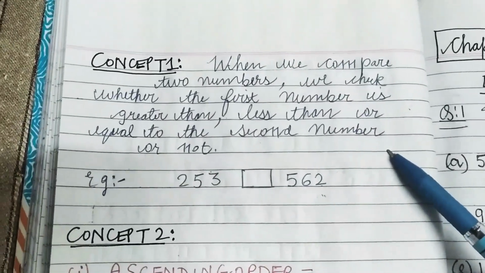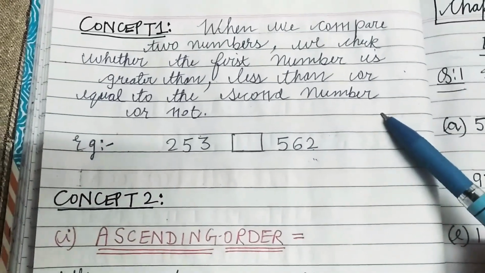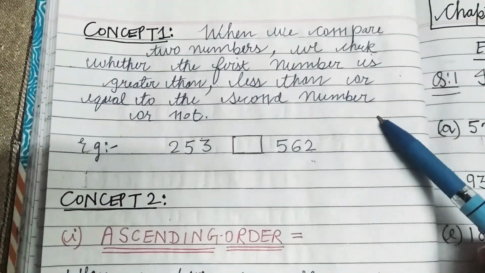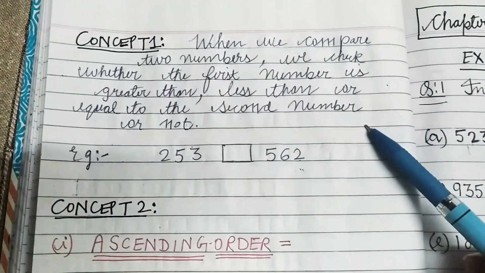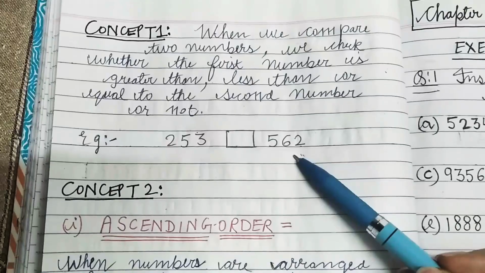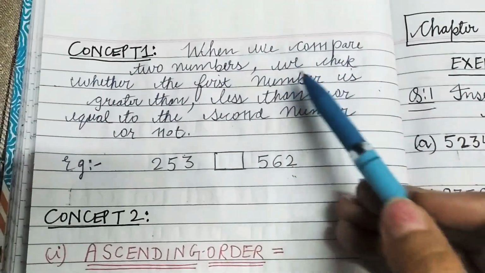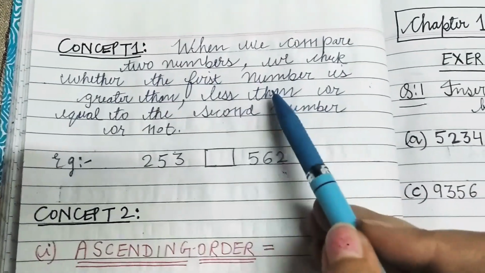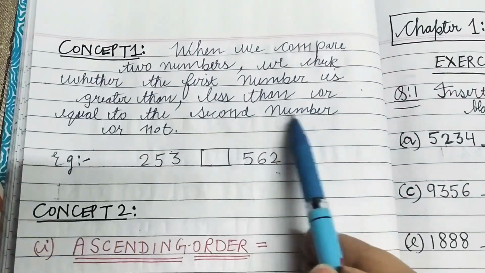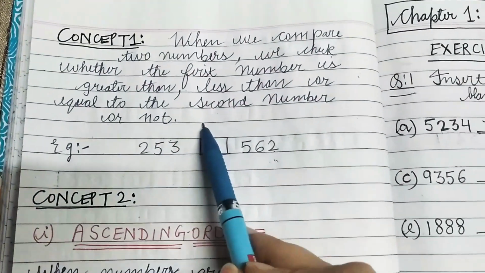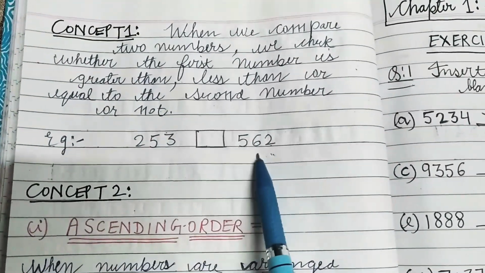What is meant by comparison? When do you compare two numbers? You compare two numbers in order to check whether the first number is smaller than, greater than or equal to the second number or not. For example, I have taken two numbers here, 253 and 562.